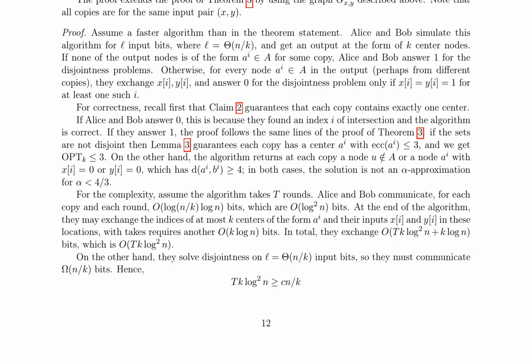The authors extend the lower bound to the k-center problem by considering k copies of the graph G(x,y), denoted as G^k(x,y), and prove that any CONGEST algorithm that returns an alpha approximation for the k-center problem with alpha less than 4/3 must take Omega(n / (k^2 log^2 n)) rounds to complete.